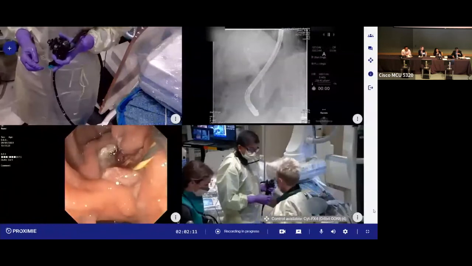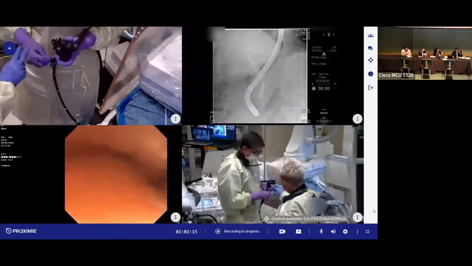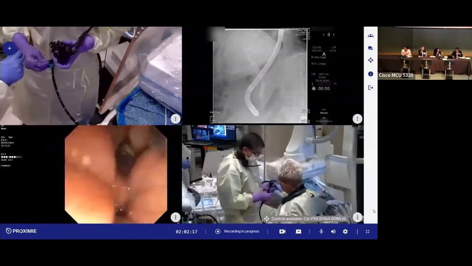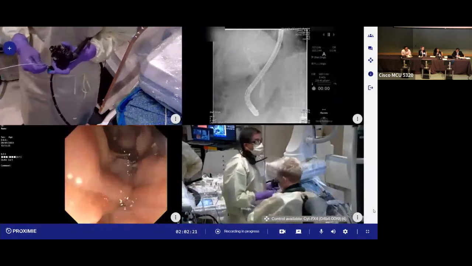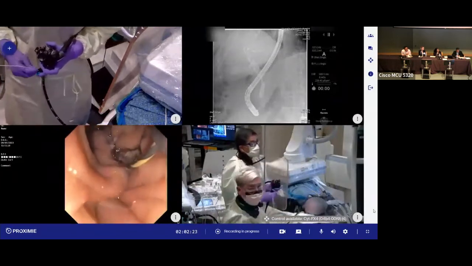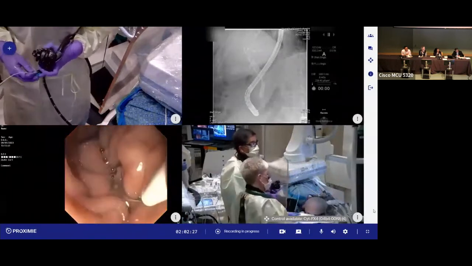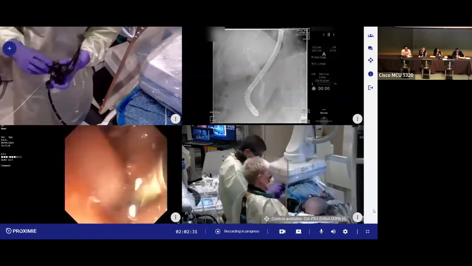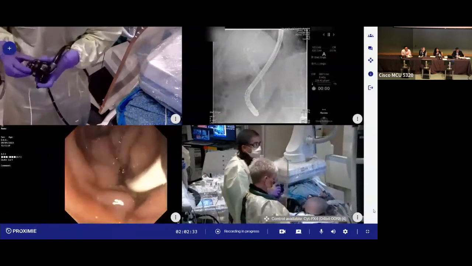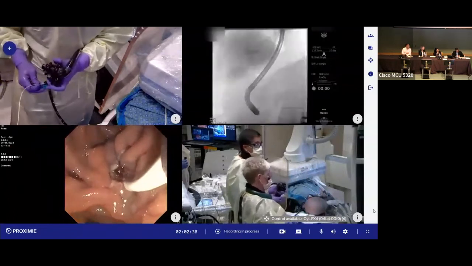Hey, Raj, can I ask you a few questions from the audience? Yes. So we have a question with regards to cannulation. At what point do you give the wire away? Does the nurse give the wire away? Are you always starting with the wire? What's your approach to nurse assistant versus physician assisted cannulation?